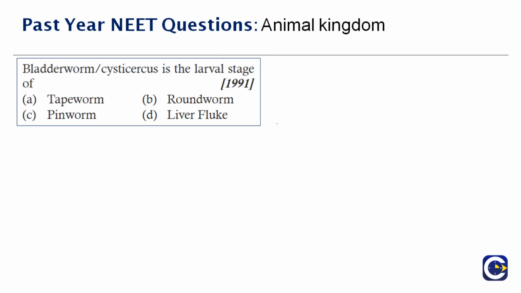Okay, next question here. Bladderworm or cysticercus is the larval stage of dash. So here again you have 4 options. What are the 4 options? Tapeworm, pinworm, roundworm and liver fluke. So when we talk about these diseases, we know it is all about worm infestations, right? They include worm infestations. Apart from that, there are different forms of worms, flatworms, roundworms, and mostly I told you that these kinds of worms are said to infect children, because when it comes to cleanliness, they are quite low in that, because they don't wash before they eat.